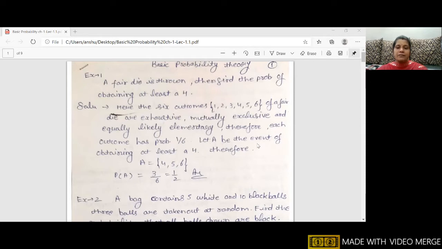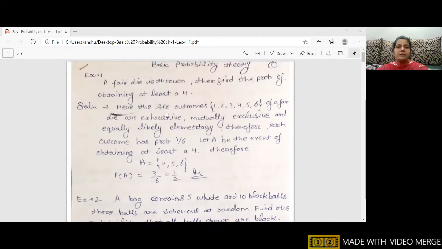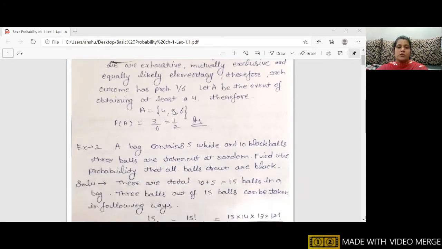Let A be the event of obtaining at least a 4. Therefore, A is equal to what? 4, 5, 6. This is the set A equal to {4, 5, 6}, because we find the probability of obtaining at least a 4. Got it? So here the set is 4, 5, 6. That means 3 numbers are here. So the probability of A is 3 by 6, that means 1 by 2.